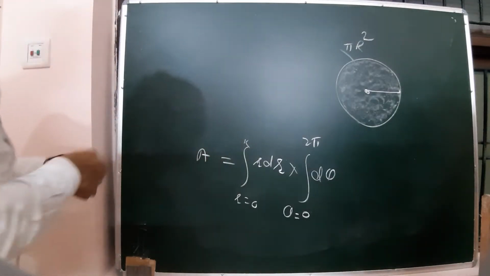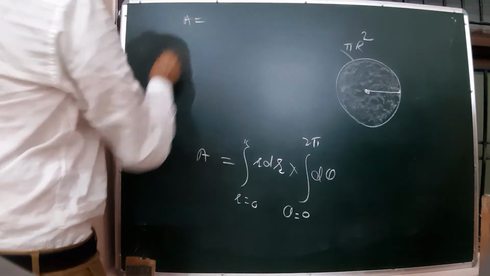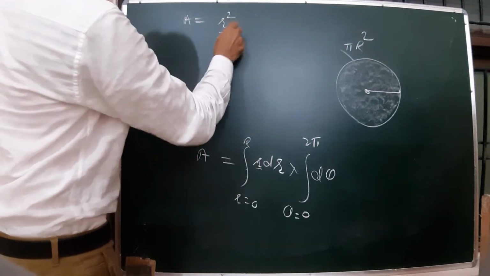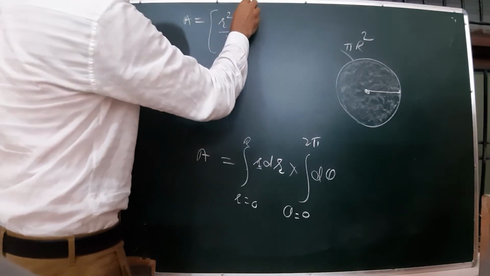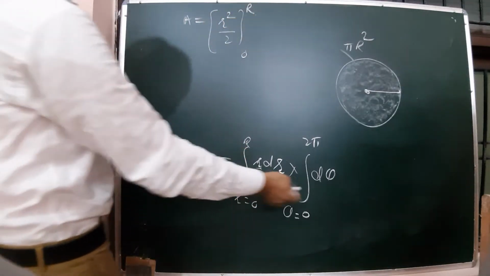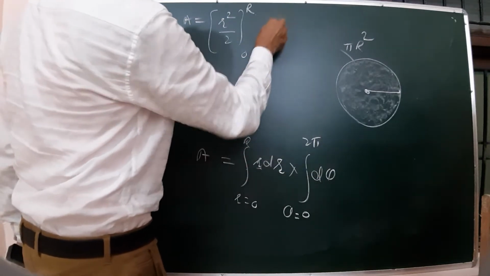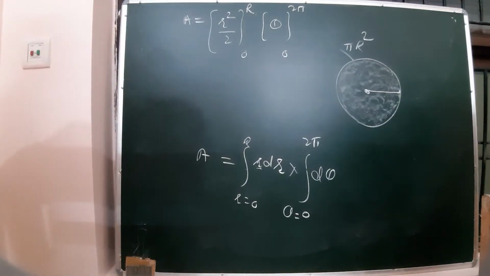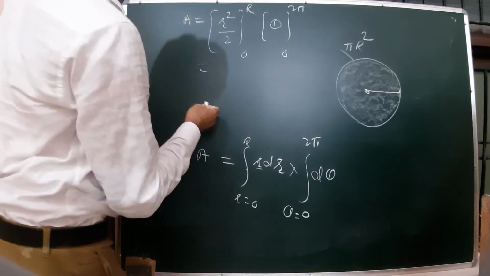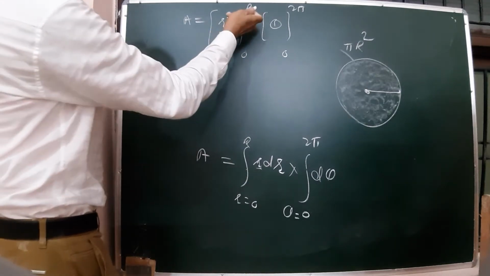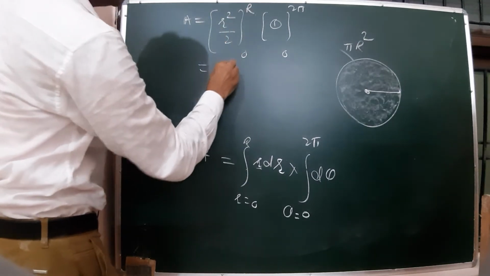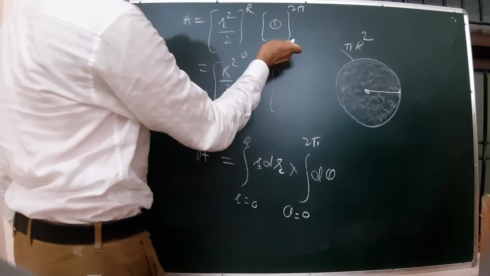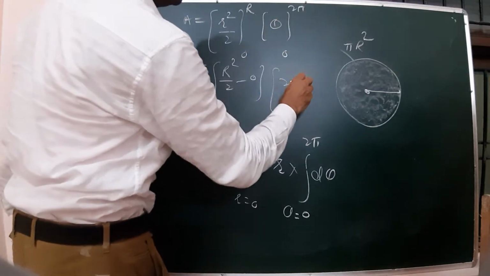Now, we will solve it. So, we will get A is equal to the integral of r, which is r square by 2, with limits 0 to capital R, and the integral of d theta, which is theta, with limits 0 to 2 pi. Now, applying limits. We know that upper limit minus lower limit is the answer, that is r square by 2 minus 0 by 2, and for theta the upper limit is 2 pi minus 0.